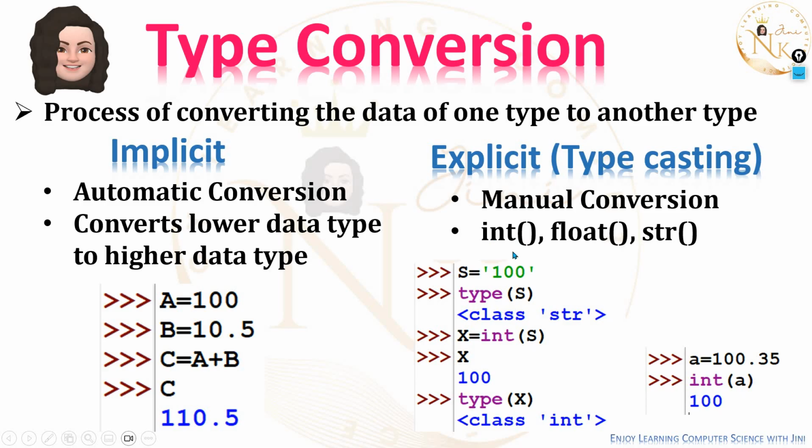Now I want to convert this string into integer. So x is equal to, I am manually using conversion functions like int. Forcefully I am converting this string into integer, int of s. So your x will become 100. Now what is the data type? Integer. So string is converted into integer using int function. Similarly, float a is equal to 100.35. This can be converted into integer using int function. So int, float, str, all these functions are available for manual conversion.